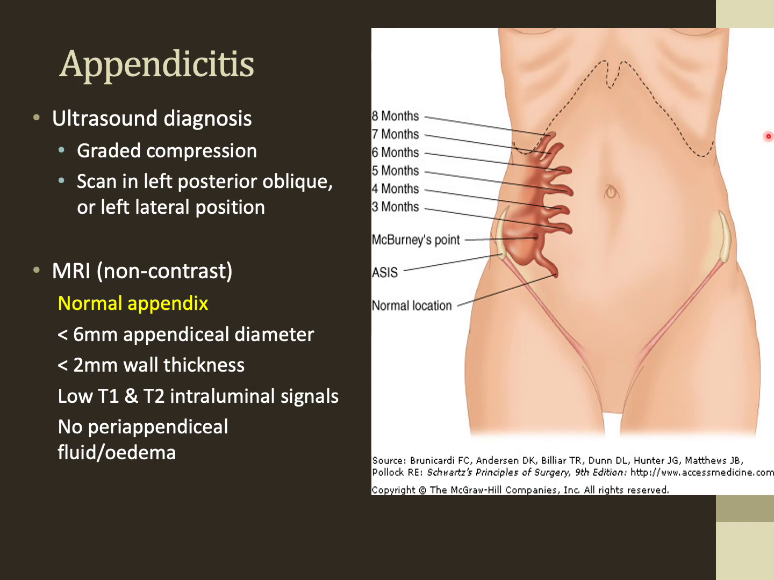Finding the appendix becomes more challenging as pregnancy advances. In up to 88%, ultrasound may fail to demonstrate the appendix, and hence MRI is recommended in negative or equivocal cases. MRI has a 100% negative predictive value. On MRI, the normal appendix has an appendiceal diameter of 6 millimeters or less, wall thickness of 2 millimeters or less, and low T1 and T2 intraluminal signals. There should not be any periappendiceal fluid or edema.